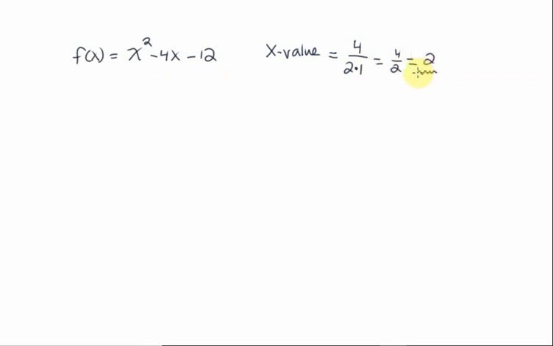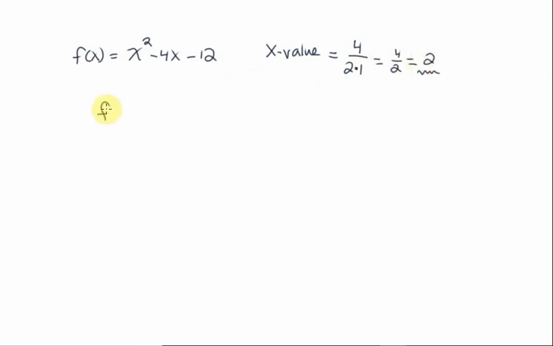So find the vertex for, let's go with, call it a function, f of x equals x squared minus 4x minus 12. So remember, we can find the x value first, and that's just going to be the opposite of b. Notice that b is negative 4, so the opposite of b here would be positive 4 divided by 2 times, and the a value here is 1, so that's just 4 divided by 2. That's really simple. 4 divided by 2 is 2, so there's the x value.